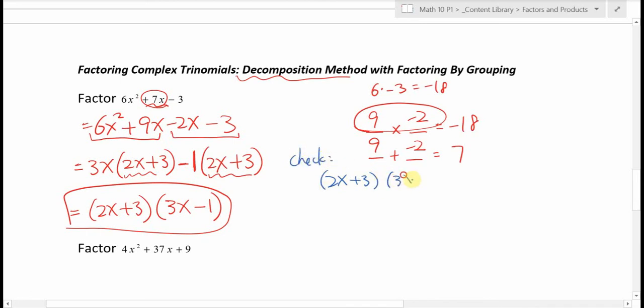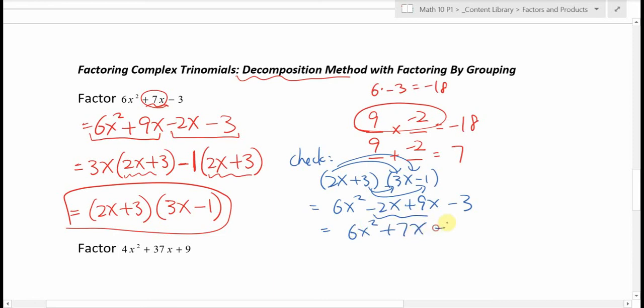We can simply expand this by multiplying out, right? We can FOIL. 2x times 3x is 6x squared. 2x times -1 is -2x. 3 times 3x is 9x. 3 times -1 is -3. We can combine the middle terms: 6x squared plus 7x minus 3. As you can see, that is the same as that. So we did it right.